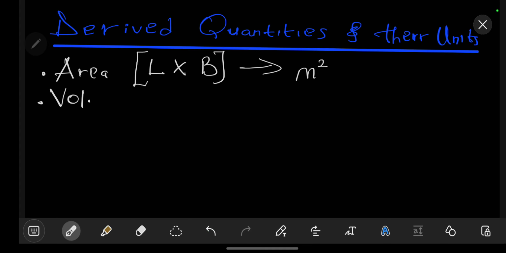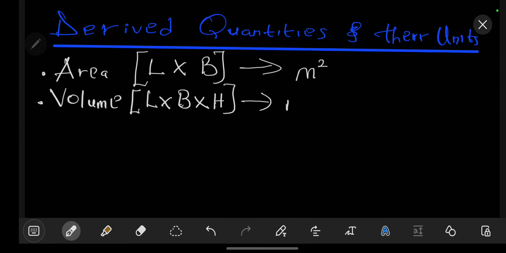And the formula for volume is length times breadth times height. The unit for volume is meter cubed. So it means that if you solve for volume, your unit should be left in meter cubed. Alright, next up really quick is speed.